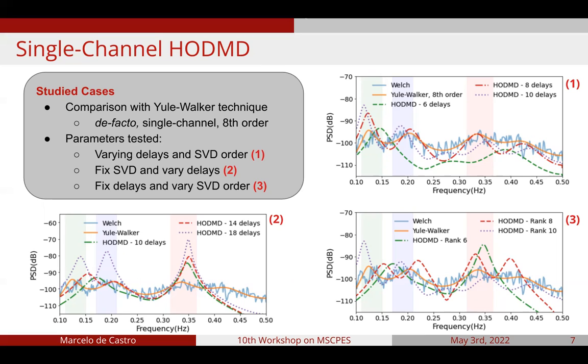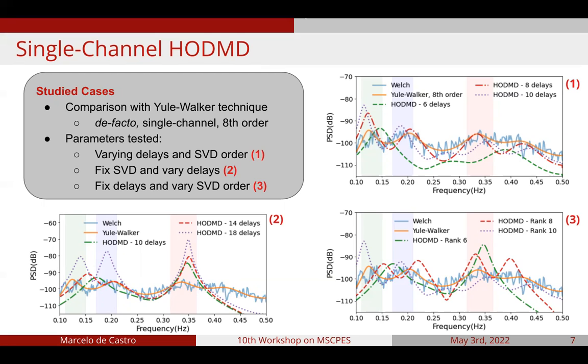For instance, we see 6 delays and 6th order in green, 8 delays and 8th order in red, and 10 delays and 10th order in purple. Also, notice that the red curve and the Yule-Walker presented in orange, they show similar peaks at similar locations.